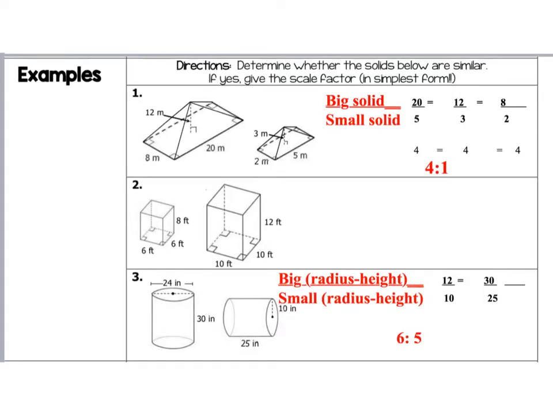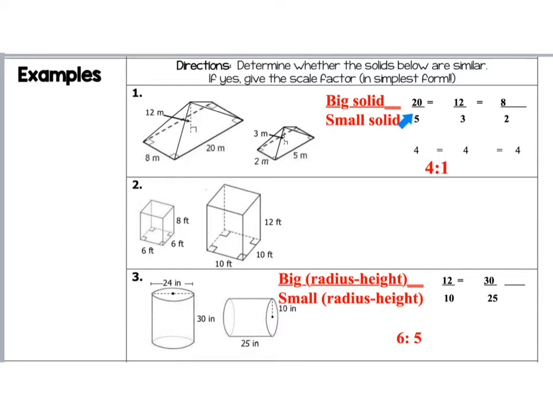So let's start with number one. We're going to figure out if the solids are similar or not. So we talked about it, that it needs to have the same scale factor. So we're going to do big solid over small solid. So here's our big solid, here's a small solid. Well, here is the length for the big solid over the length for the small solid is equal to, here's the height of the big solid, height of the small solid.